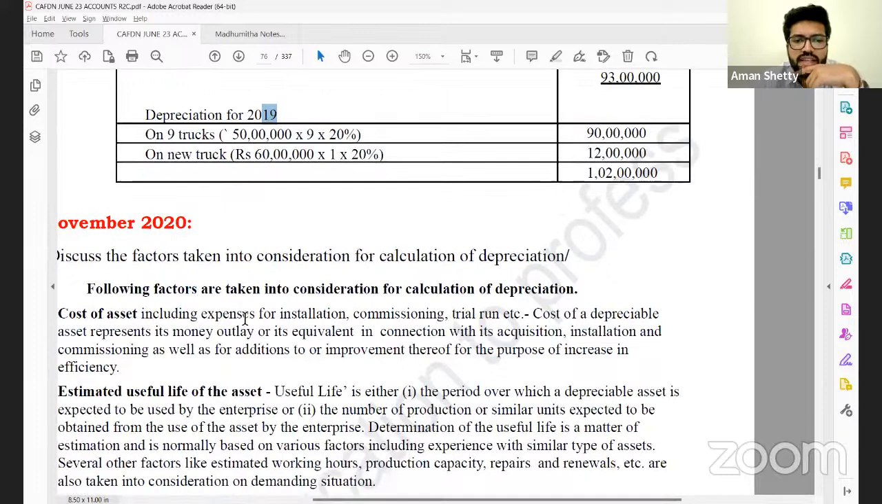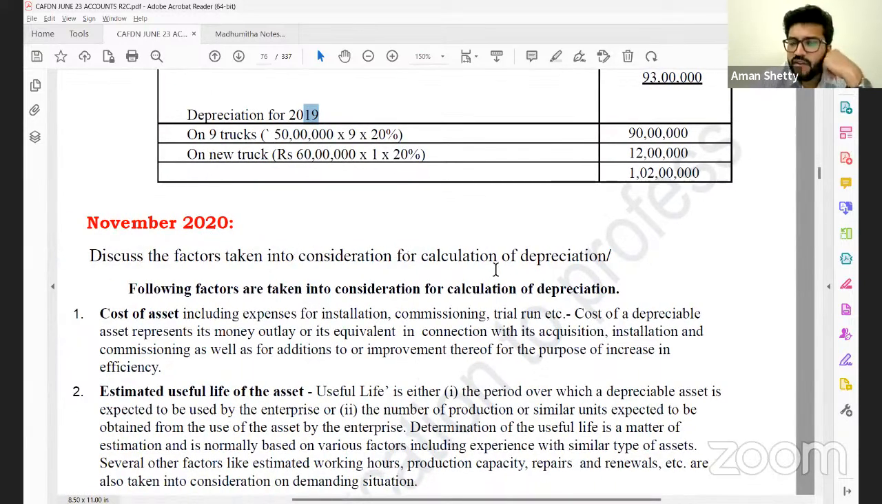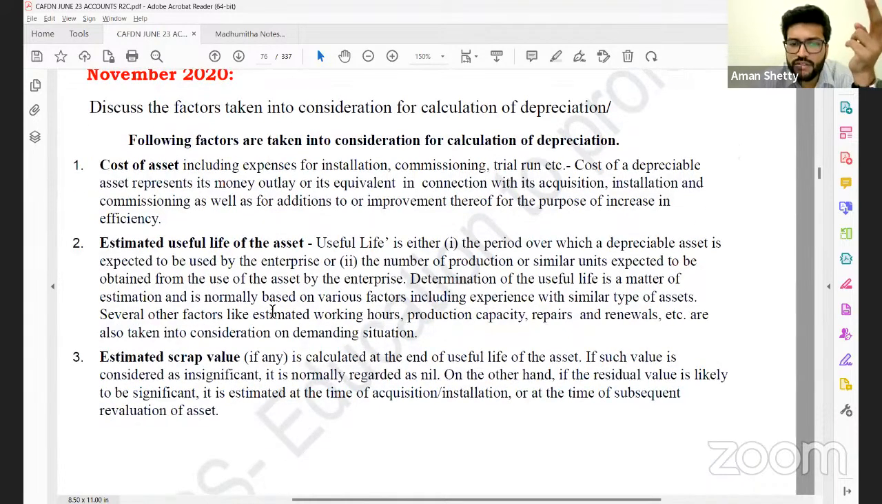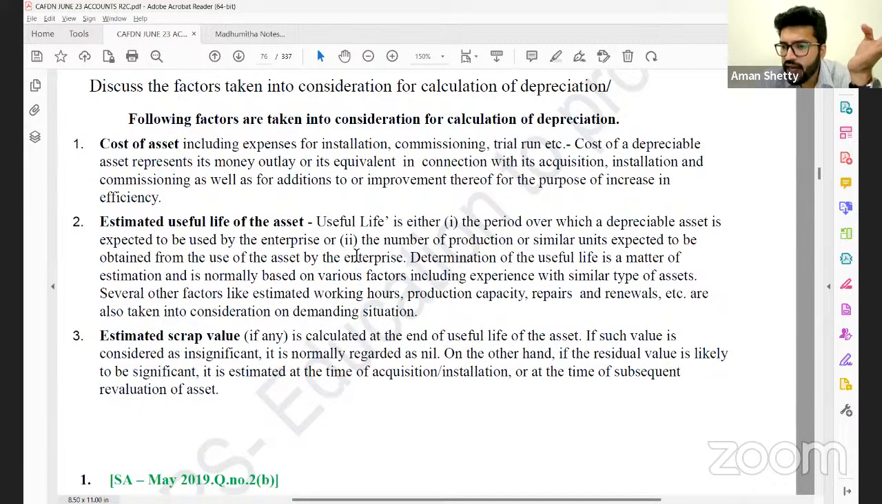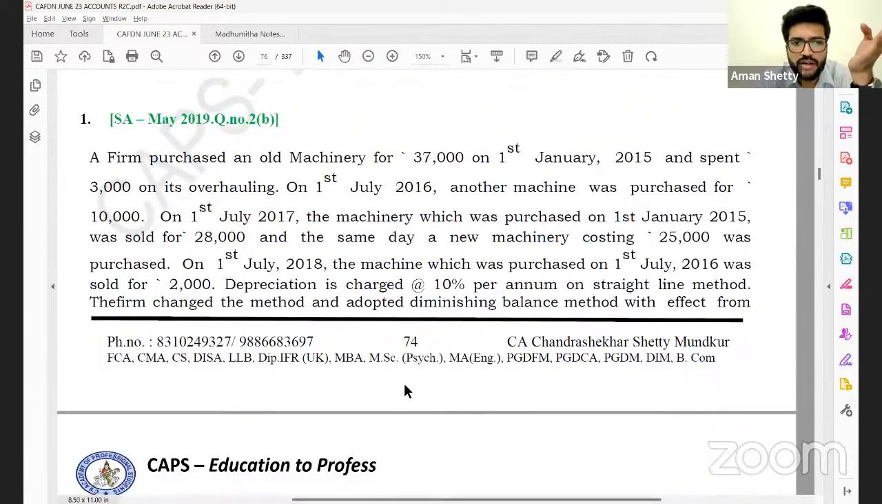Okay. Then discuss the factors taken into consideration. What are the factors? 3 factors. Remember the equation. One is the cost, then the estimated useful life and estimated scrap value. The other part is theory. Go through it.